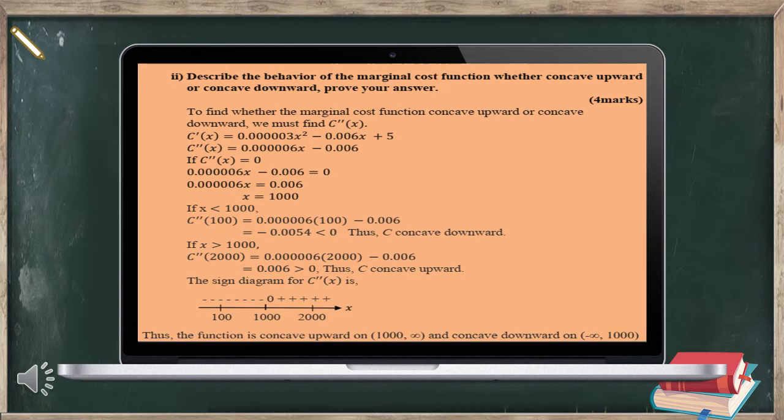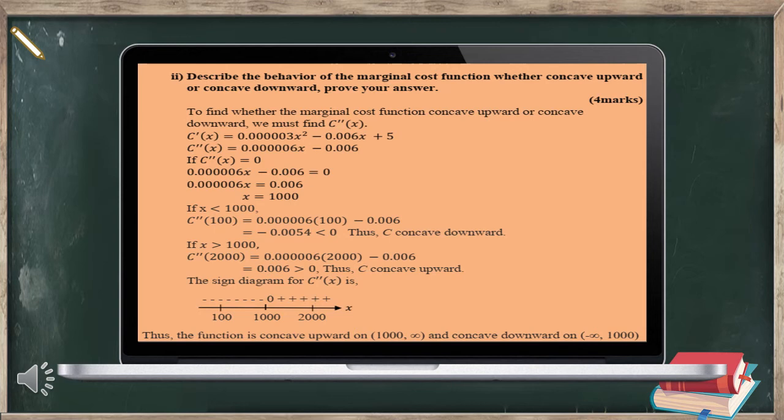If x is smaller than 1000, let's say I choose 100, we use the second derivative of the cost function, which is 0.0006x minus 0.006, and then we place 100 into x. We get 0.0006 times 100 minus 0.006, and in the final answer we get negative 0.0054. So because negative 0.0054 is smaller than 0, thus the cost function is concave downward.